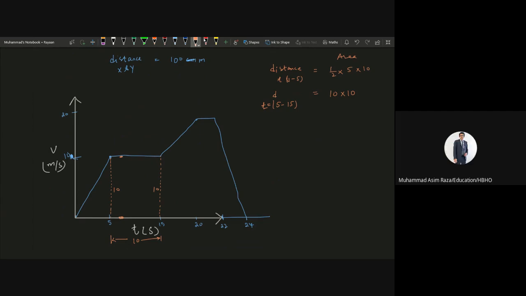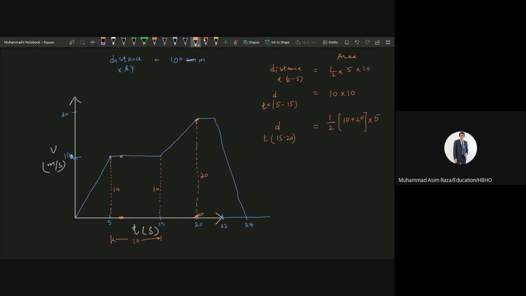Okay, then you see that if examiner would say us to find out distance between t, which is 15 till 20, how will we do it? It is quite simple. Again, this is 20 length from here till here. So we will apply the formula of a trapezium, 1 over 2 into sum of two parallel sides, for example 10 plus 20, into height, which is 5.